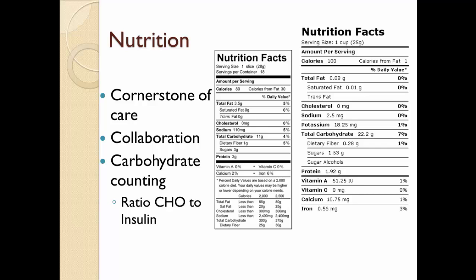So let's change this up. Let's say the patient says, well, I'm going to eat 2 cups of this. I love macaroni and cheese. I don't know what this label's for, but let's say it's macaroni and cheese. I want 2 cups of macaroni and cheese. So I would take 2 cups times 22.2, which is 44.4. So they're going to have a total of 44.4 grams of carbohydrates.